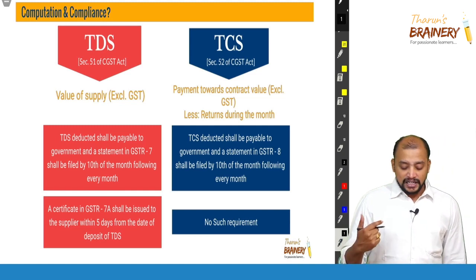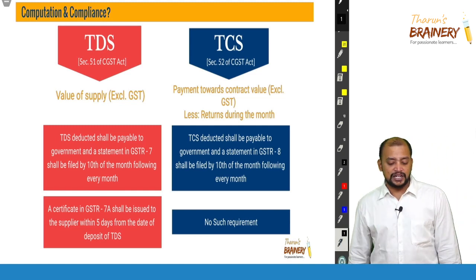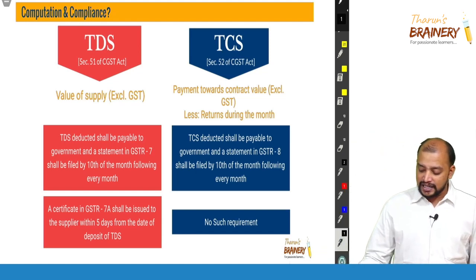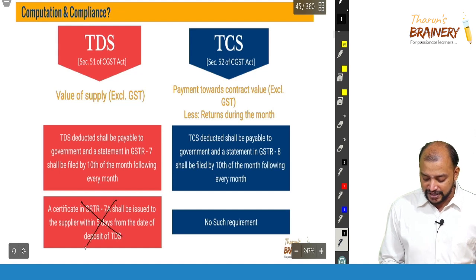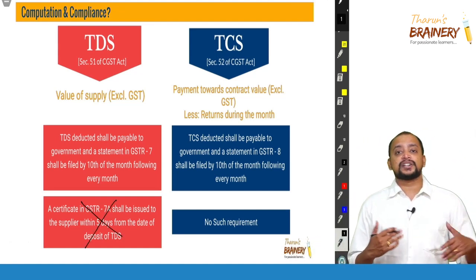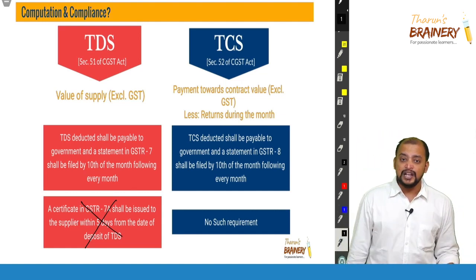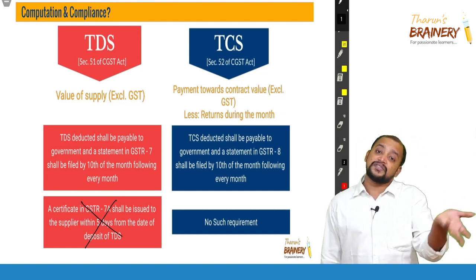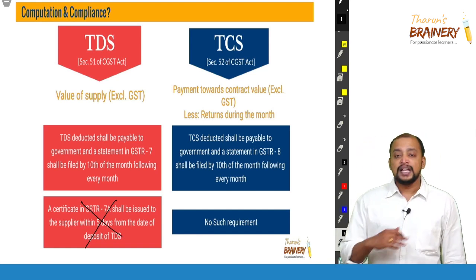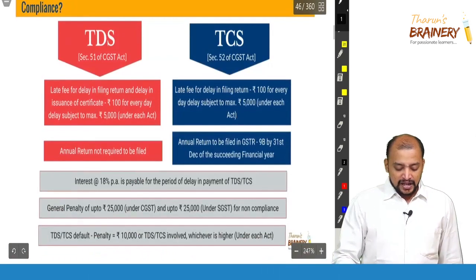And a certificate in GSTR 7A shall be issued to the supplier within 5 days from the date of deposit of TDS, and that is not applicable at present. So this is not applicable at present. So therefore at present the certificate relaxation is there. So GSTR 7A, that one certificate was there previously, that is now omitted. This is not applicable. Then next, compliance.